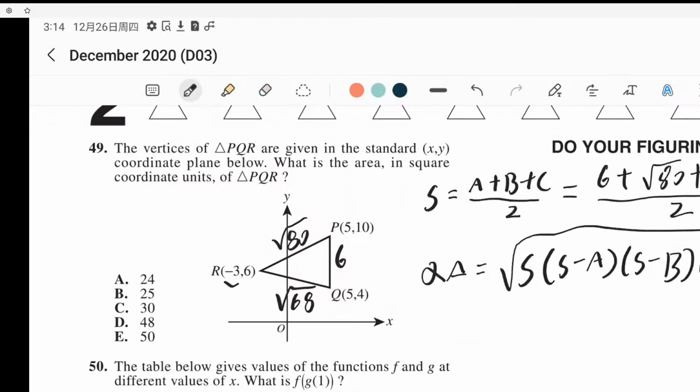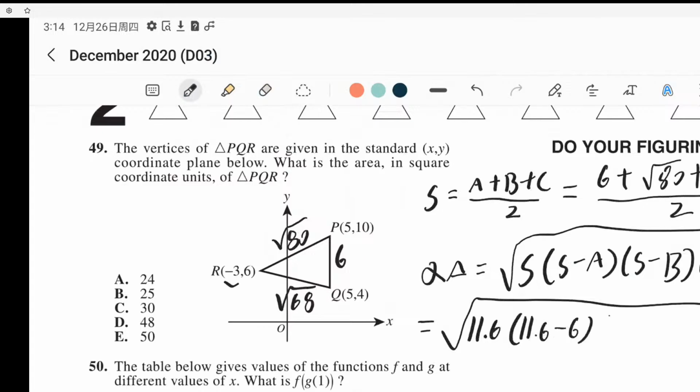And then now we can solve for the area of the triangle. We will plug it into the calculator. The square root of 11.6 times 11.6 minus 6 times 11.6 minus square root of 80 times 11.6 minus square root of 68. Right, now let's calculate for this.